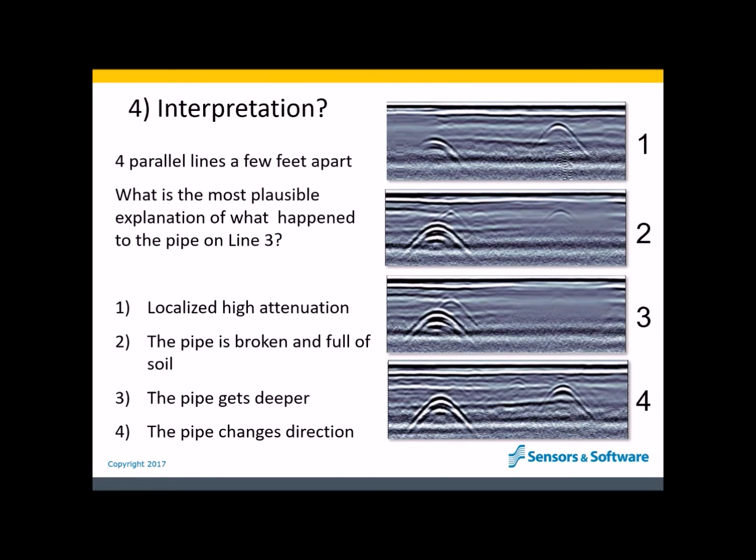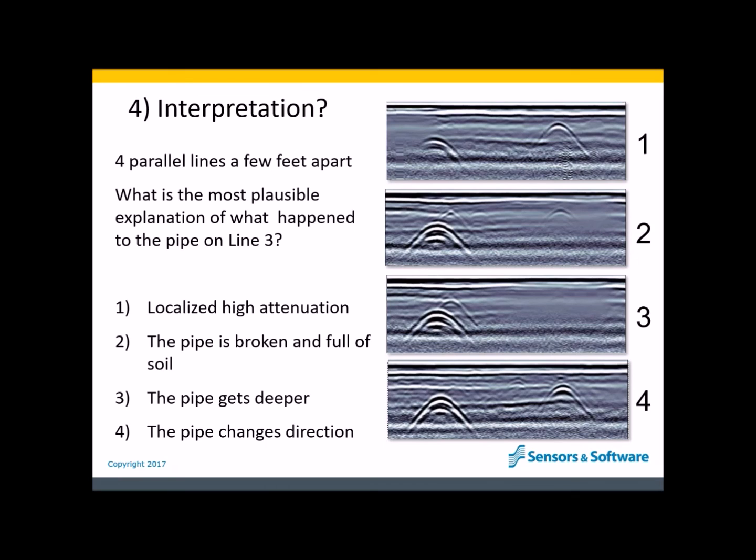Okay, 4 parallel lines a few feet apart. What is the most plausible explanation of what happened to the pipe on line 3? So we have a series of hyperbolas here. 1, 2, 1, 2. What happened on line 3? So the possible answers are localized high attenuation, the pipe is broken and full of soil, the pipe gets deeper, or the pipe changes direction. I want you to have a look, another few seconds, and then I'm going to switch to the answer page.